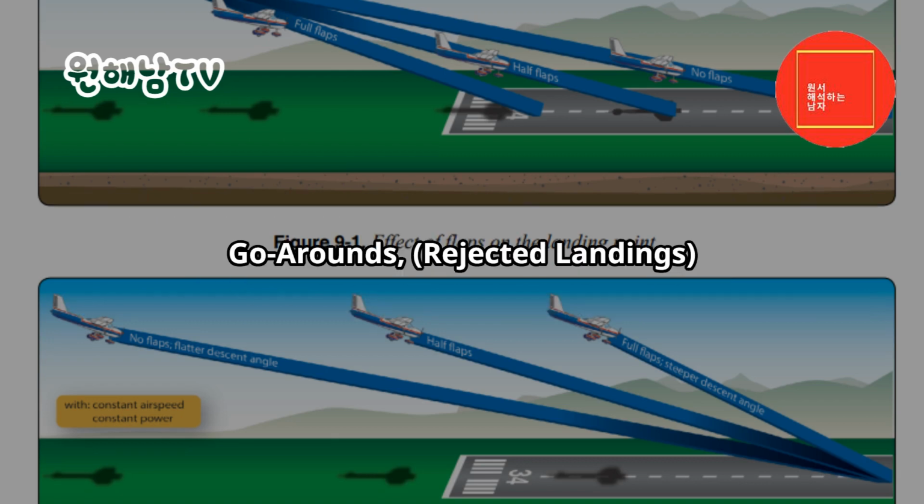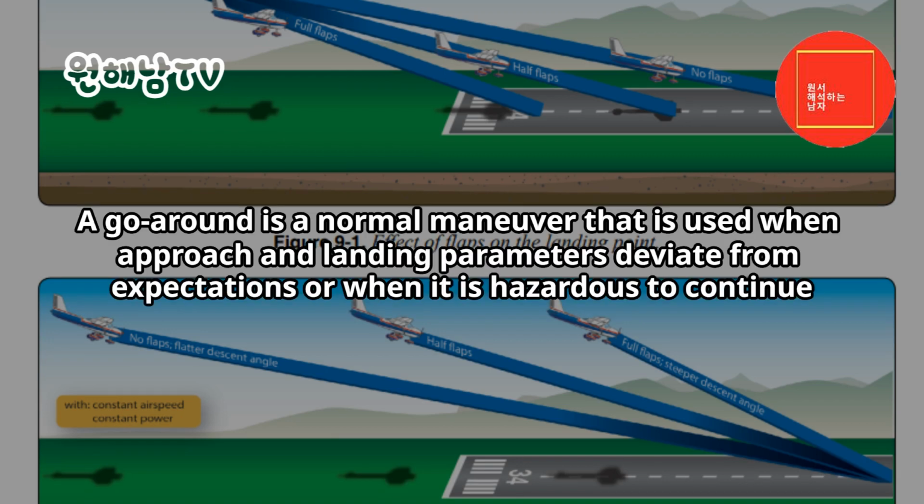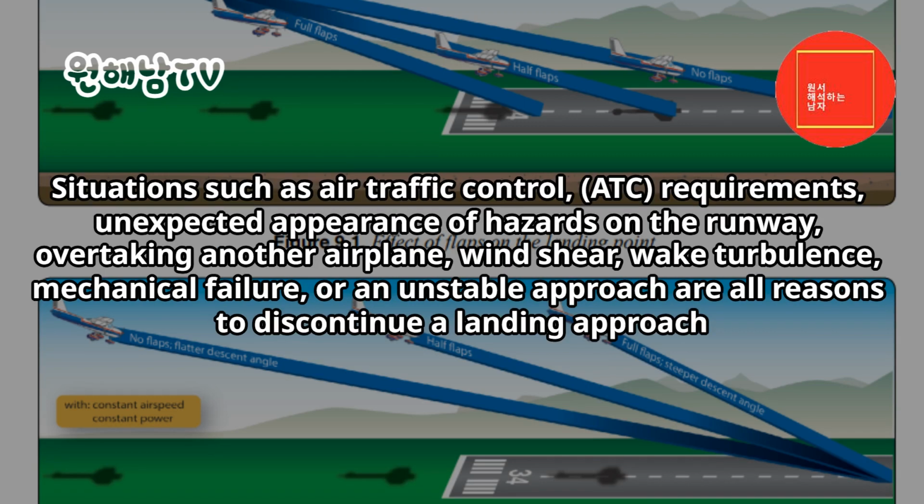Go-arounds, rejected landings. A go-around is a normal maneuver that is used when approach and landing parameters deviate from expectations or when it is hazardous to continue. Situations such as air traffic control, ATC, requirements, unexpected appearance of hazards on the runway, overtaking another airplane, wind shear, wake turbulence, mechanical failure, or an unstable approach are all reasons to discontinue a landing approach.